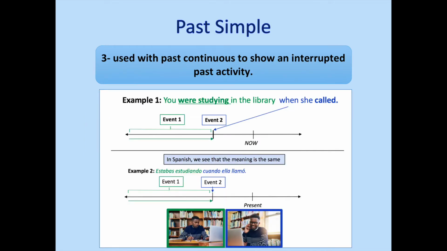Past simple can also be used with past continuous to show an interrupted past activity. This is very similar to how it's done in Spanish. Look at example 2. Estabas estudiando cuando ella llamó. In both Spanish and English, we use the past continuous tense for the first event and past simple for the event that stops the previous activity.